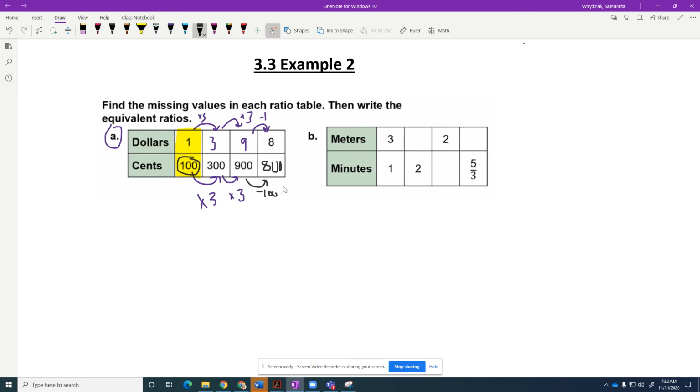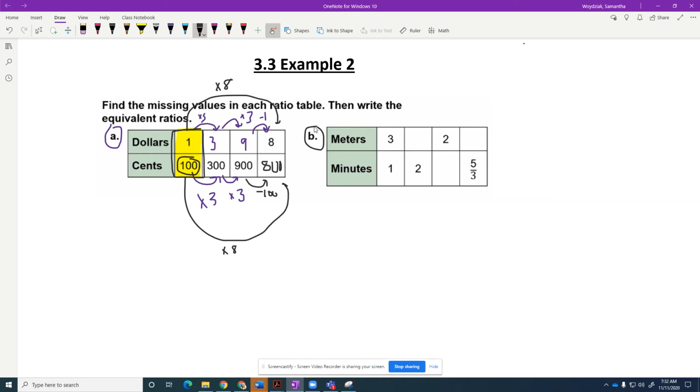Okay, if you want to think of it in a different way, for every $1, there's 100 cents. So if this is like the simplified version, because I can't simplify this anymore, if I wanted to go back to this 1 and go, okay, how could I get to 8 through multiplication? I could times it by 8. And then if I took the 100 and multiplied it by 8, then I would get to 800. So you can think of it as either way, whichever one works for you.